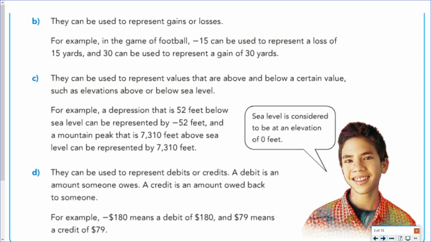You can use positive and negative numbers when working with a certain value, such as sea level. So if it's below sea level, you'd write that as a negative number. So 52 feet below sea level would be written as -52. And 7,310 feet above sea level would be represented by a positive 7,310. And you can use it for debits and credits. A debit is an amount someone owes, and a credit is an amount owed back. So -180 would mean a debit of $180, and $79 would mean a credit of $79.